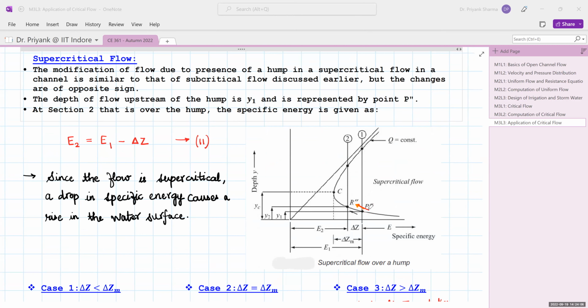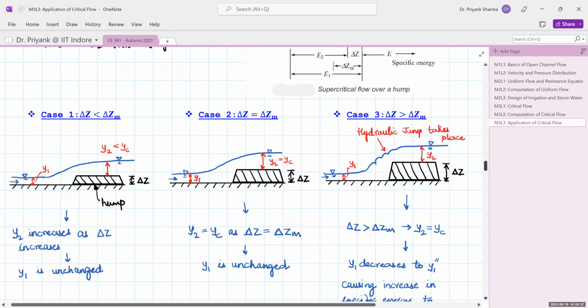In case of supercritical flow, your flow initially is at point P double dash. So there will be a rise in your supercritical depth from P double dash to R double dash. Okay, so specific energy E2 is E1 minus delta Z. Now since the flow is supercritical, a drop in the specific energy would cause a rise in the water surface. So you can see that any drop in the specific energy would lead to a rise in the water surface. So again, three cases are possible in this.